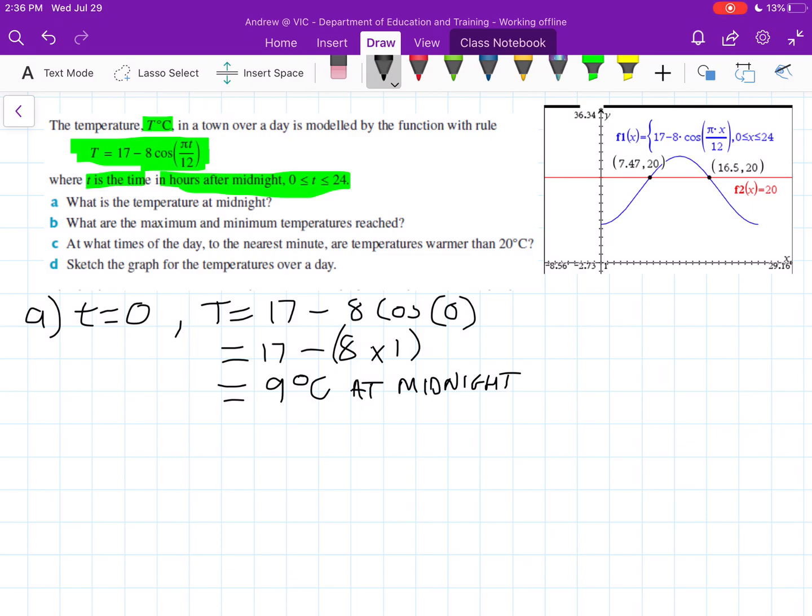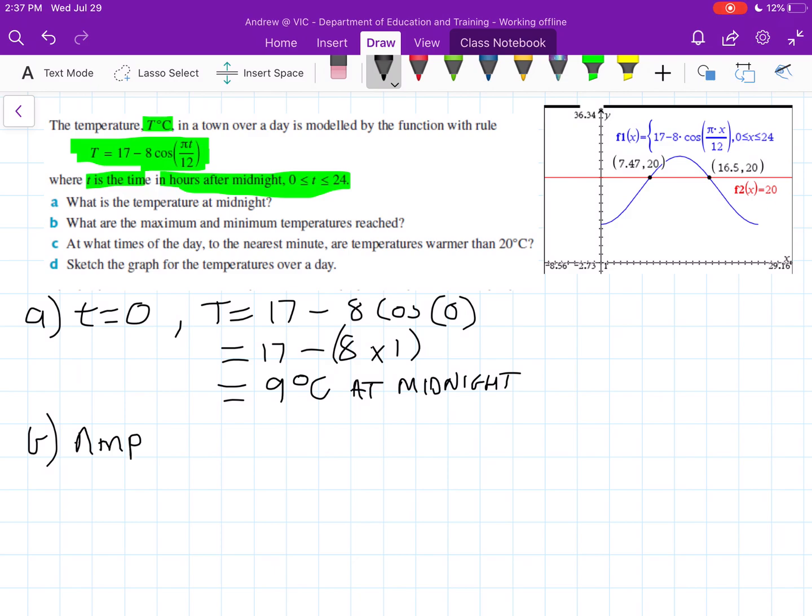So that's how you work out part A. So B. What are our max and min temperatures reached? Because this is a trigonometric equation or a circular function, you know there are going to be max and min points on our graph, if you think about it graphically. And this relates to our amplitude. So we just need to work out our amplitude first.